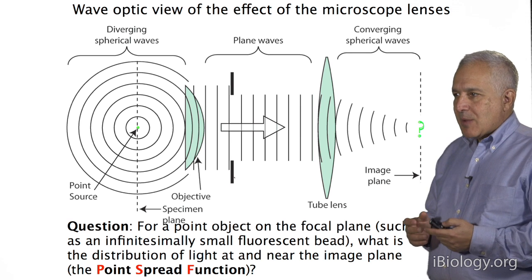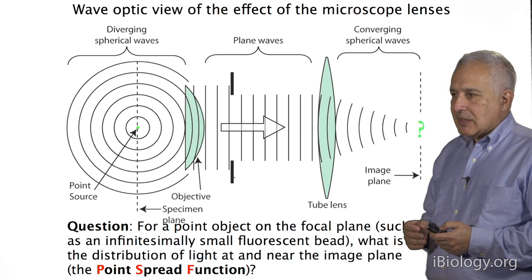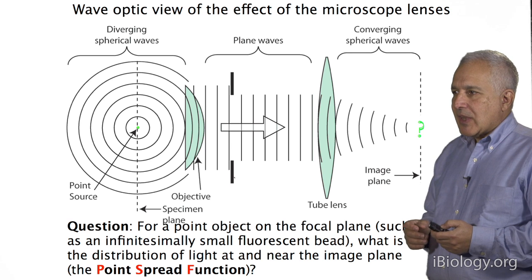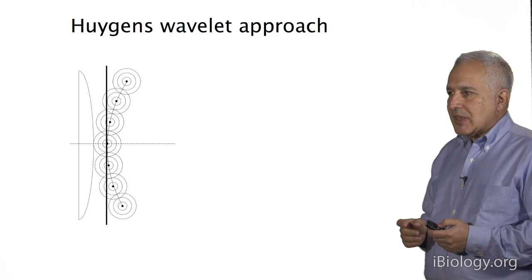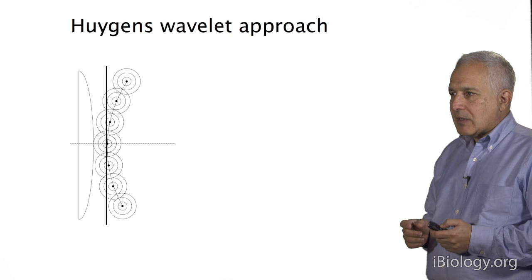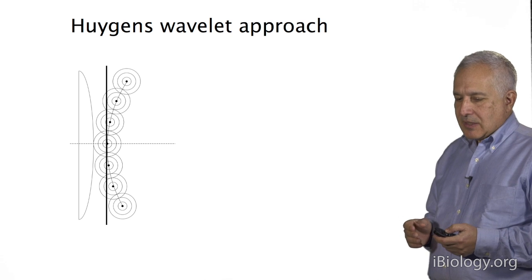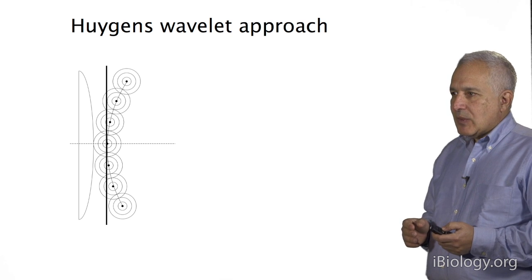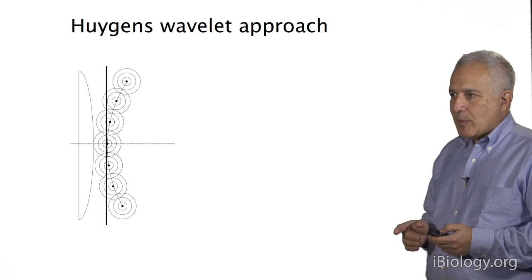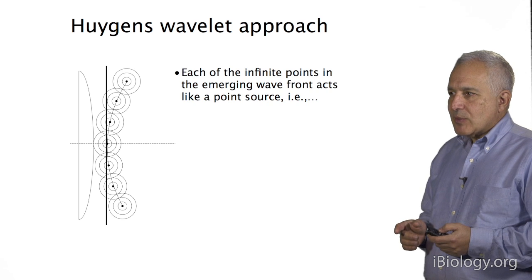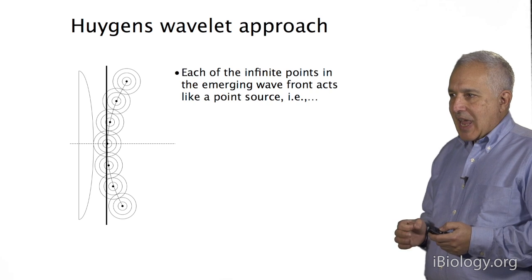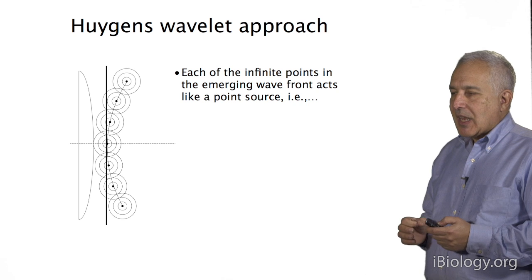So we're going to go through the same idea of wavelets, but now look at it in this case of a converging spherical wave. We're going to look at that part of the microscope because that is where the interference patterns generate a complicated mix of focus to a point plus light around that point. So this is now beyond the tube lens. The tube lens is shown at the very extreme end of this image. There's a converging spherical wave made up of a bunch of wavelets, and each of those infinite points in the emerging wavefront is acting like its own point source of light, like a Huygens wavelet.